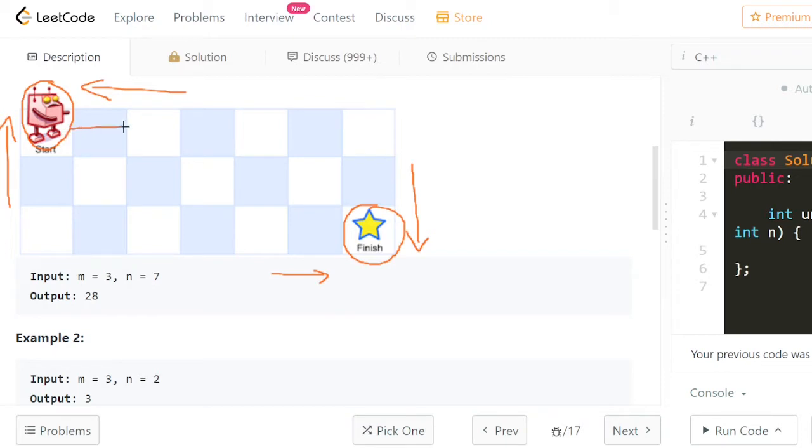One of the paths can be like this. Since we can only move either in the downward direction or to the right, those are the two directions the robot can move. So this can be one of the paths for the robot. Similarly, this can also be one of the paths, where it goes this way, then goes like this, and finally reaches the finish line.